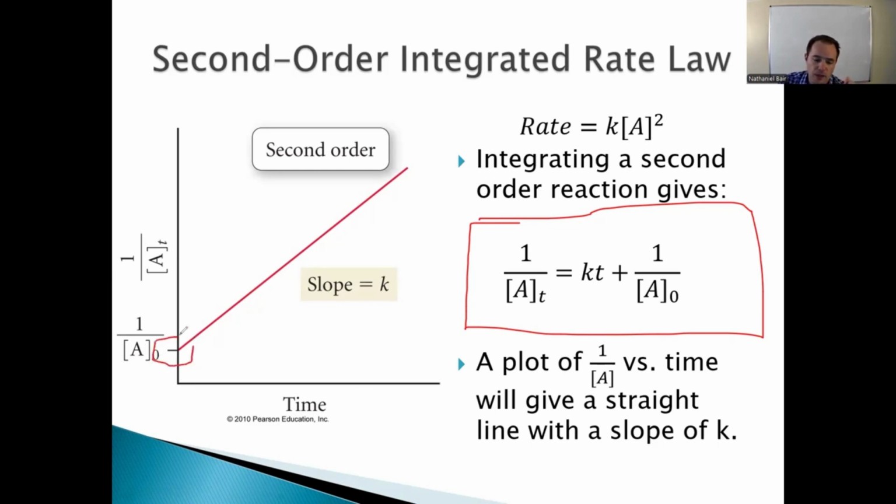So our y-intercept is really the inverse of the initial concentration, 1 divided by that. And again, 1 over the concentration is on the y, time is on the x, and we get a positive slope for k.